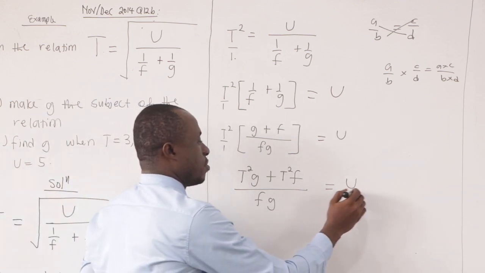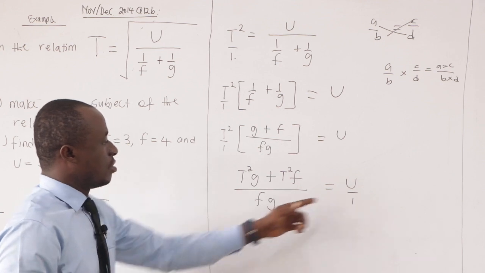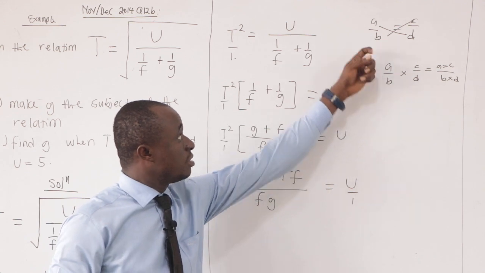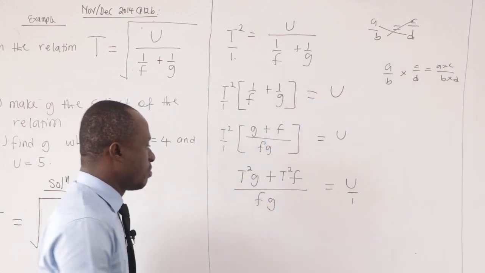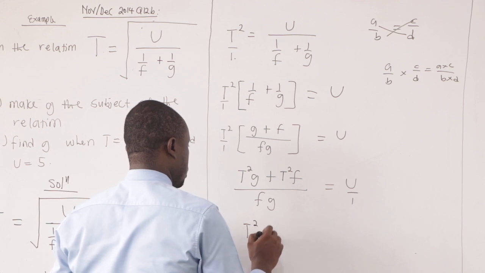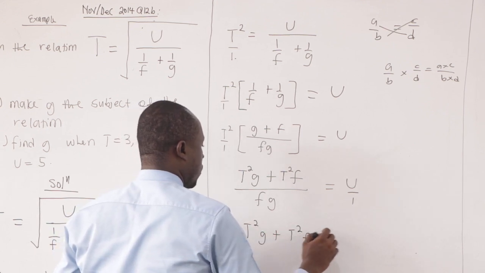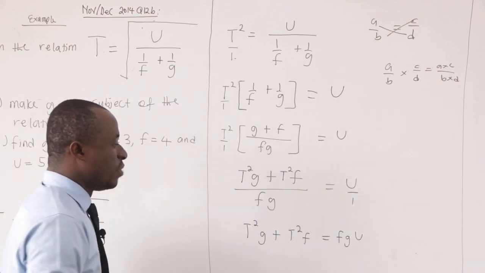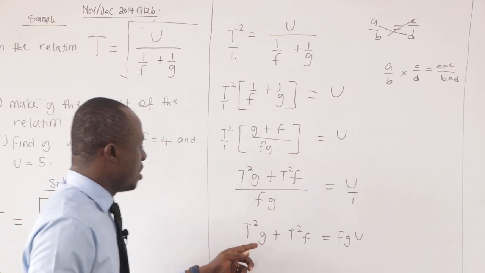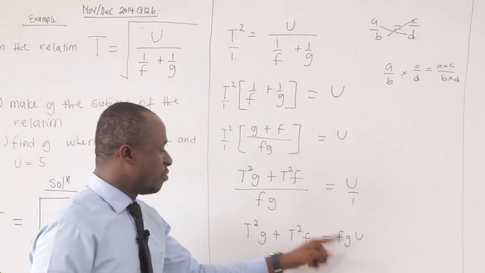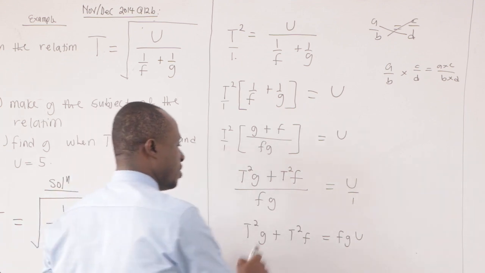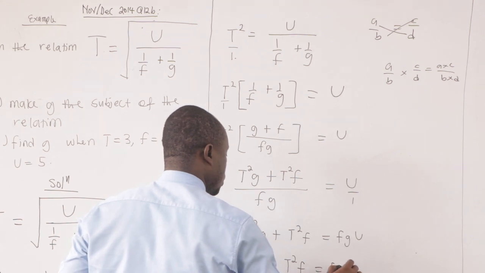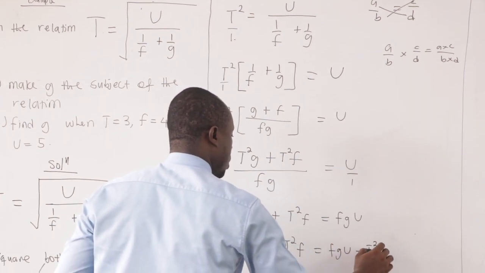Now we can consider this also as over 1, because u over 1 is the same as u. From here, we can cross multiply. So you have t squared j plus t squared f equal to fju. We want to make j the subject, so either we take this to the right-hand side or bring this to the left-hand side. It's still the same thing. Let me take this to this side. So I have t squared f equal to fju minus t squared j.